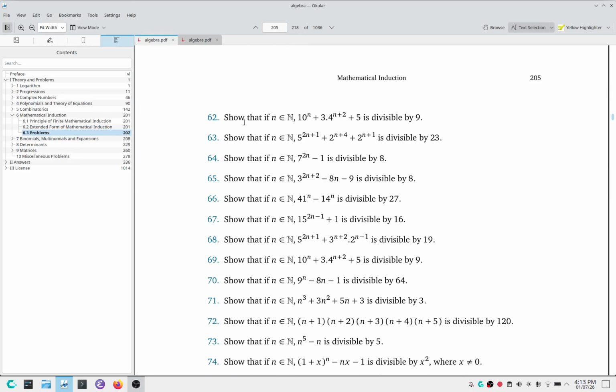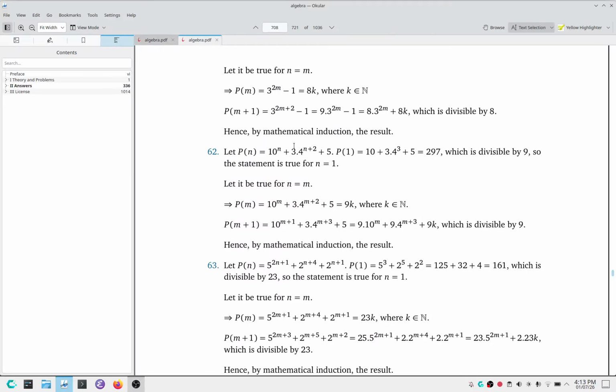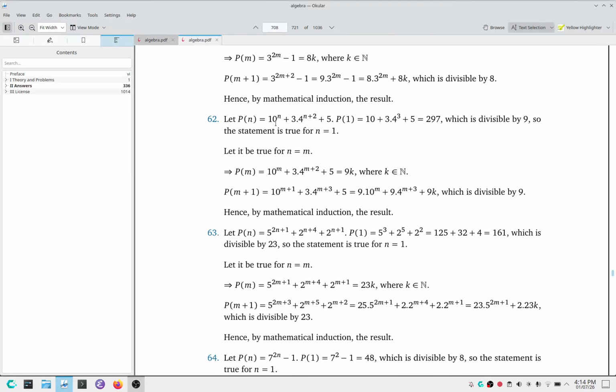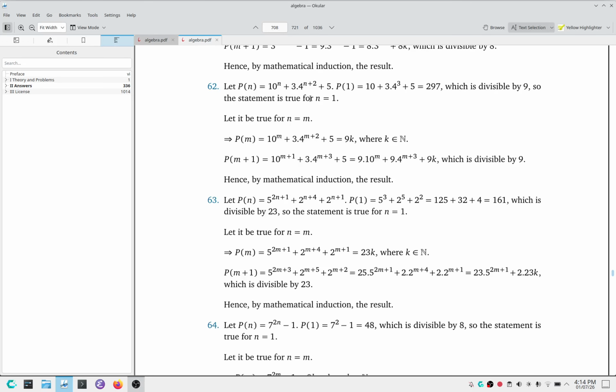Question 62 says that show that if n is in the set of natural numbers, 10 raised to the power n plus 3 times 4 raised to the power n plus 2 plus 5 is divisible by 9. So we let P(n) be the given expression and we substitute n is equal to 1. We get 10 plus 3 times 4 to the power 3 plus 5, which is 297, which is divisible by 9. So the statement is true for n is equal to 1.